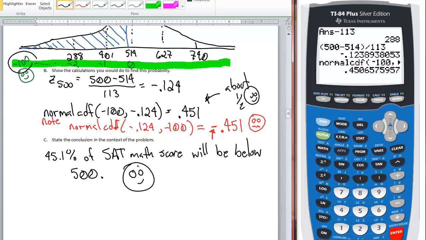So this concludes the examples for this instruction. Next, we're going to go on to the inverse norm and how to use it when we need to get a z-score from a percentage.